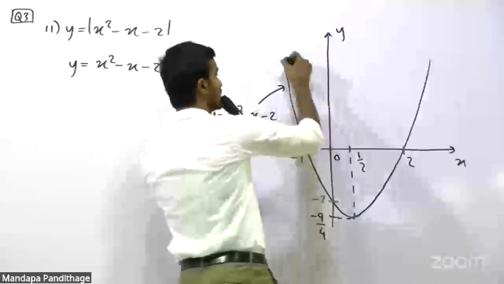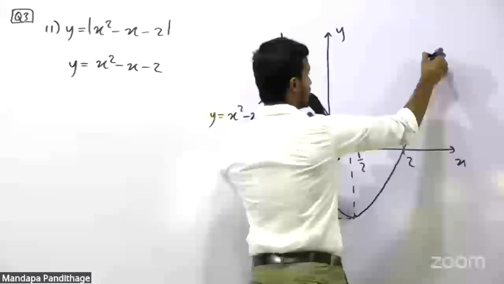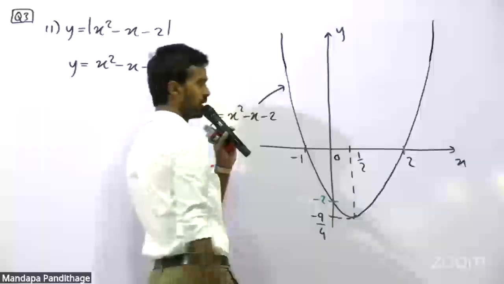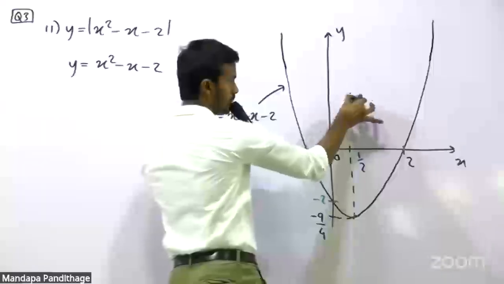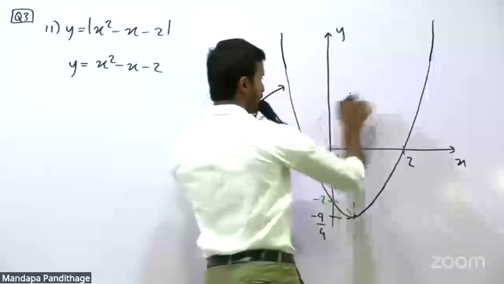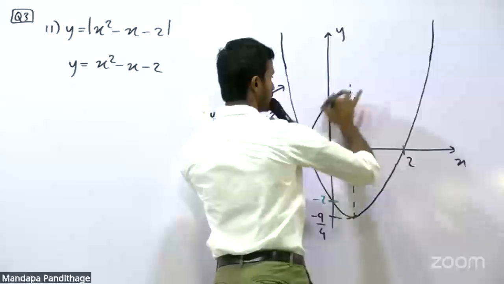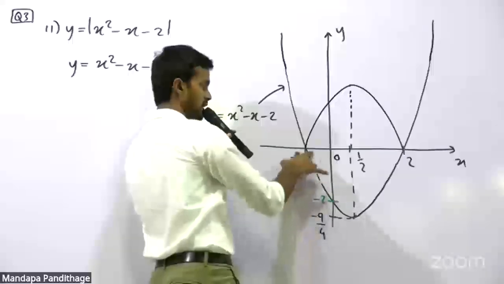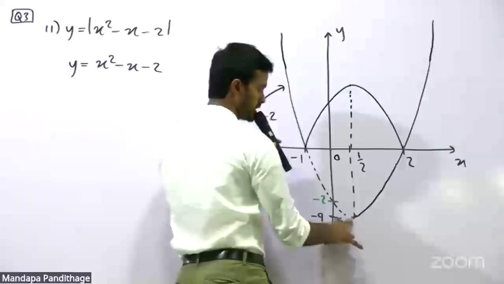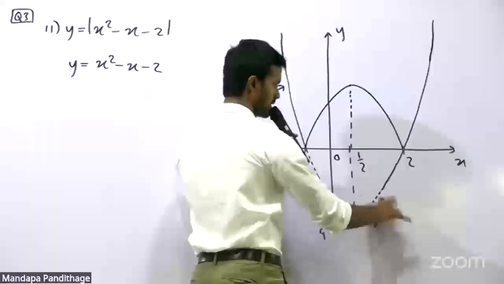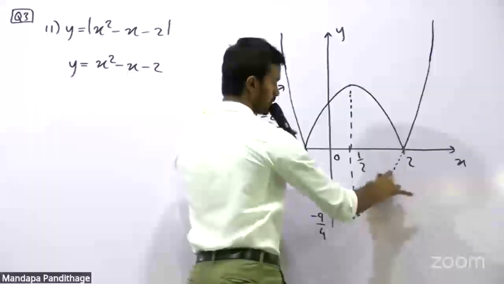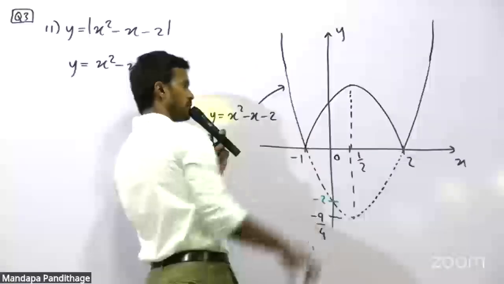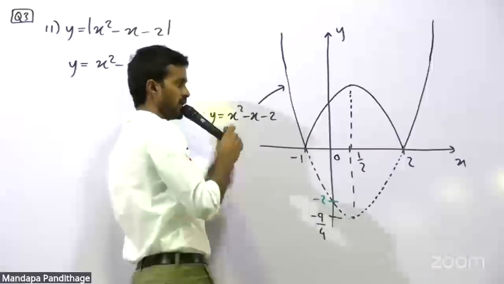The modulus won't interrupt the positive side, but what happens to the negative side? The modulus will mirror this negative side to the positive side. So first you need to sketch the exact quadratic graph, and then you need to mirror the negative parts to the positive side, and you will be getting this.